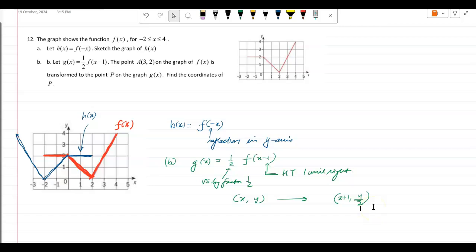Okay. Now what you have is, you have A. So A is a point on f(x). This is A. Then it's not reverse. This is P. So if you have A as 3 comma 2, what will that become? 3 plus 1, and then 2 upon 2. So 4 comma 1. Follow? Yeah.